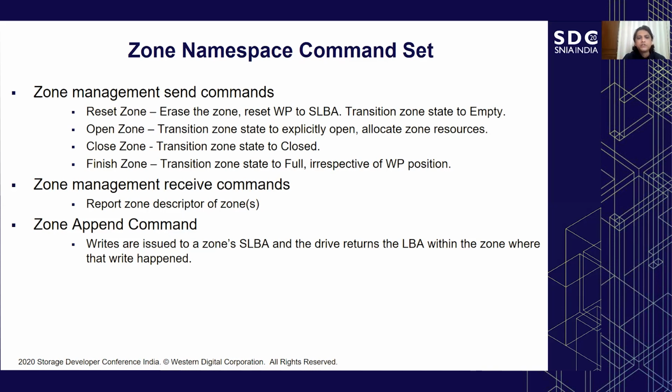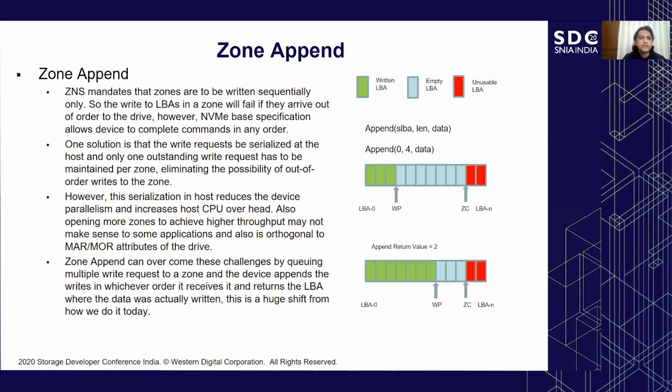Zone append command. So this is another command. This is basically a write command, and with the zone append, writes are issued to a zone's SLBA, that is the start LBA, and the drive returns the LBA within the zone where that write happened. I'll come to why this is needed. The ZNS specification mandates that zones are to be written sequentially only. So no random writes.